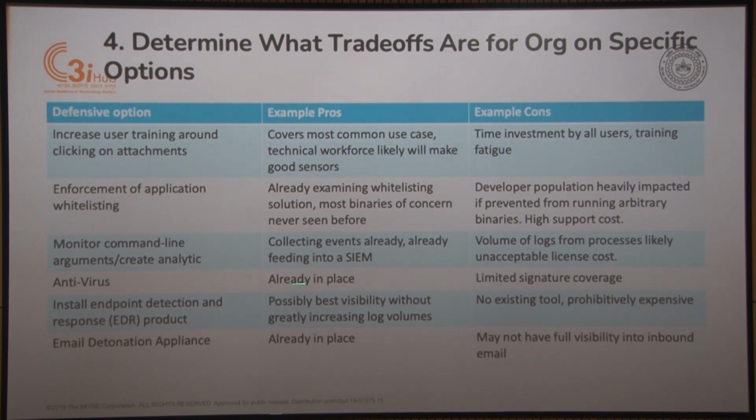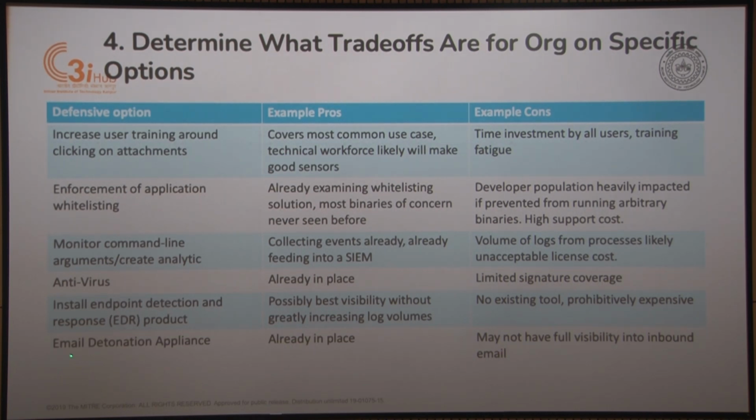Next is antivirus, which is already in place, and as a con it may have limited signature coverage. Mostly antivirus works on signature matching. Even these days, there is installation of endpoint detection and response (EDR) products. One can recommend installing an EDR product which can detect and respond to each and every endpoint deployed in the victim infrastructure. This can possibly give the best visibility without greatly increasing log volumes, but as we saw there is no existing tool, and this can be quite expensive if the victim infrastructure is a small business.